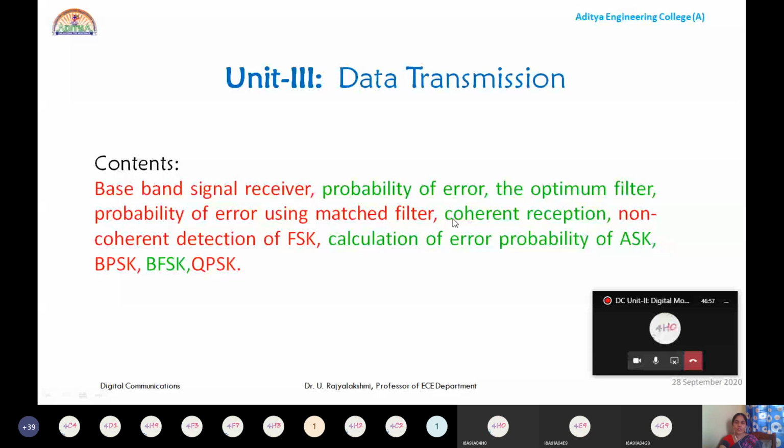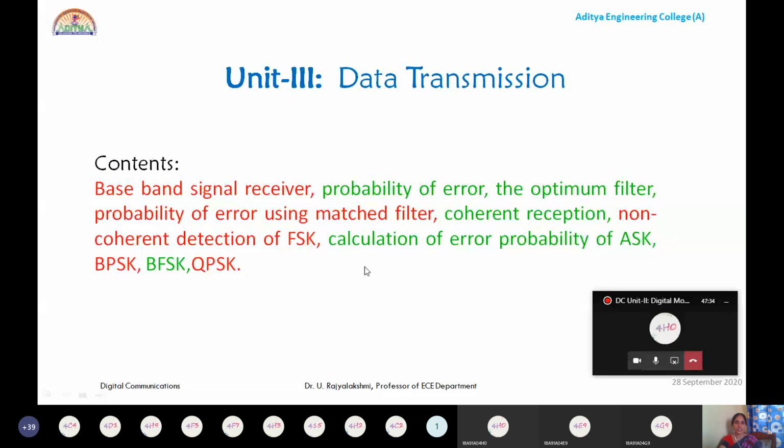And coming to the coherent and non-coherent detection of FSK, we already completed this portion in module 6 of chapter 2, coherent reception and non-coherent detection of FSK. In this chapter, we will focus only on the probability of error calculations. The syllabus mentions it in data transmission, but we covered it in the 2nd chapter. So you can go through module 6 of chapter 2 to see the mathematical analysis for coherent reception and non-coherent detection of FSK.